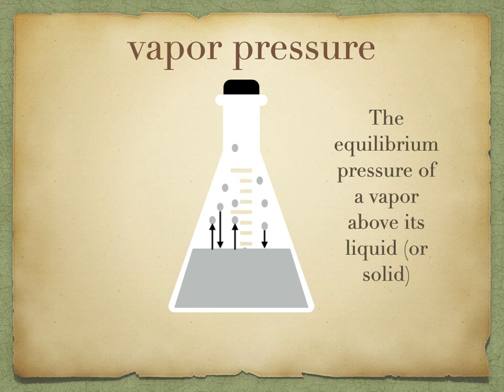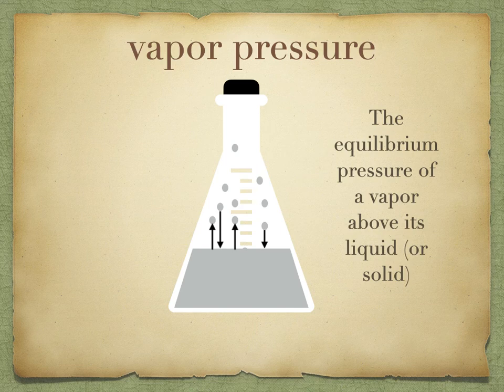At the same time, some of the vapor particles above that liquid are going to be moving slow enough that when they get near the liquid, they're going to recondense back into the liquid. And so we get this layer of gas, if you will, above the liquid in this sealed container. And as those gas particles bounce around, they exert a pressure on the surface of the liquid. And we refer to that as the vapor pressure. It's the equilibrium pressure of that vapor that is above the liquid.